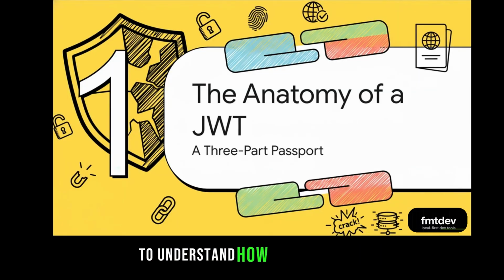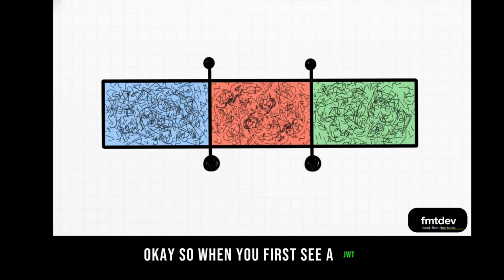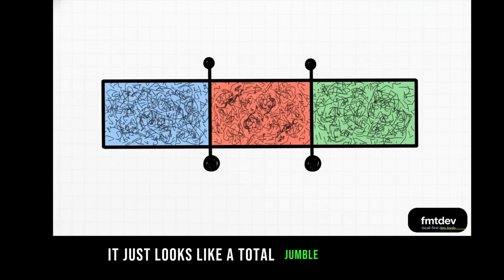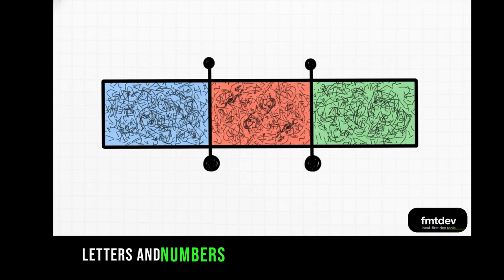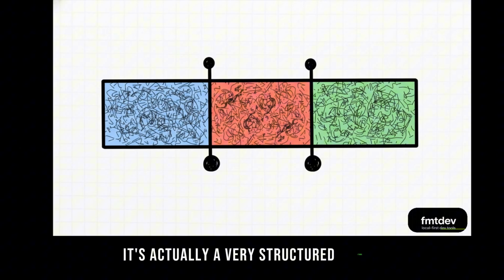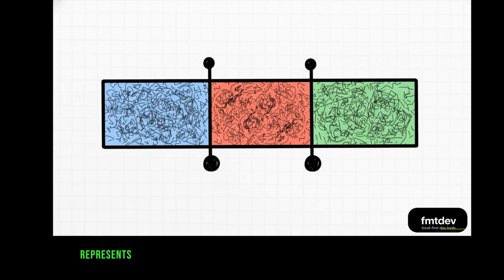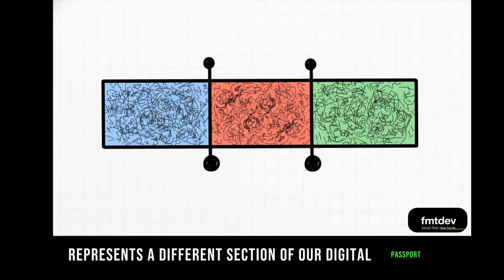To understand how to break a JWT, we first have to understand what it is. And honestly, the best way to think about it is like a digital passport, one that's made up of three very distinct parts. When you first see a JWT, it just looks like a total jumble of random letters and numbers. But it is anything but random. It's actually a very structured string, and you can see it's made of three parts, separated by those two little dots. Each color here represents a different section of our digital passport.